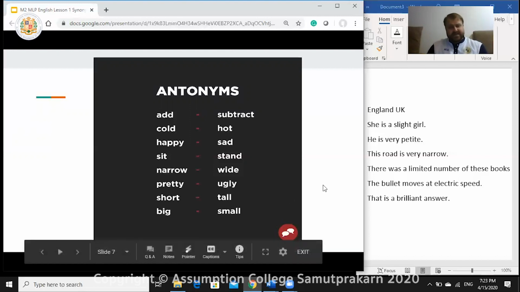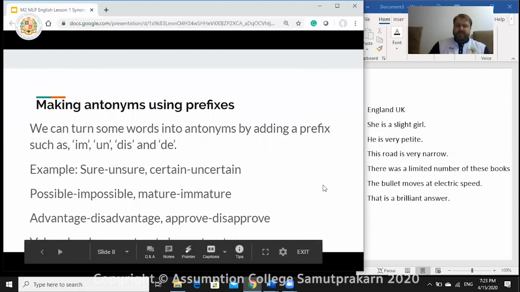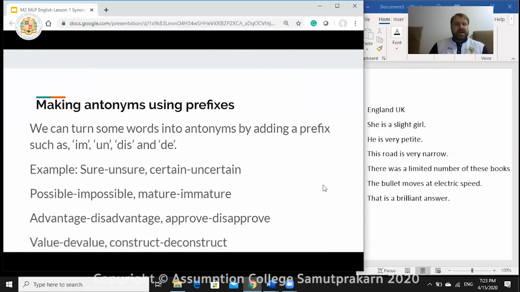Let's have a look at some more antonyms. Okay, so we can make antonyms. Antonyms are made sometimes by adding a few letters to the front of the word. It changes the meaning. It swaps in meaning to the opposite. Okay, and some of these few letters we call prefixes. A prefix, pre goes before. These are im, un, dis, and de. Let's look at some of these antonyms.